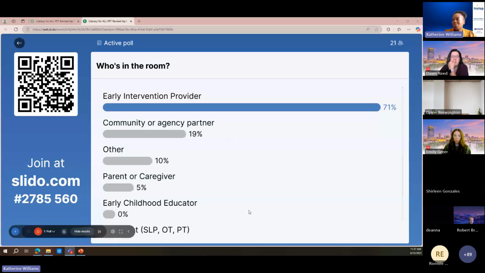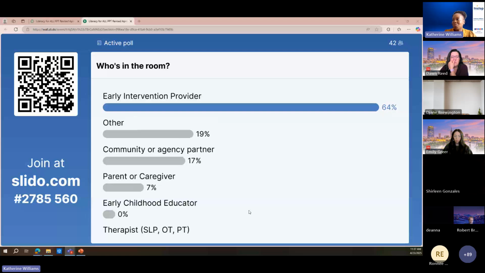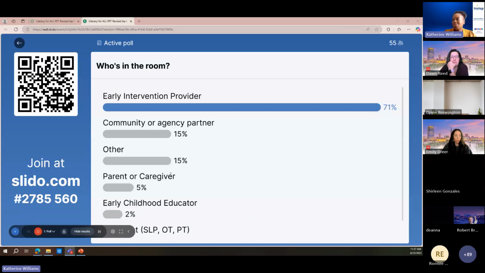So quite a few early intervention providers. That's great. So you can definitely share this information with your families. A few parents and caregivers. Wonderful. So we have quite a variety today. I'm very excited about this. Okay, great. A few educators. And if you are in the other group, if you could just put in the chat what you do, that would be helpful for moving forward for future workshops.